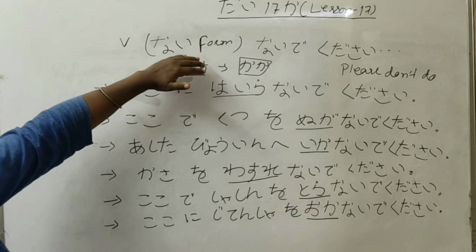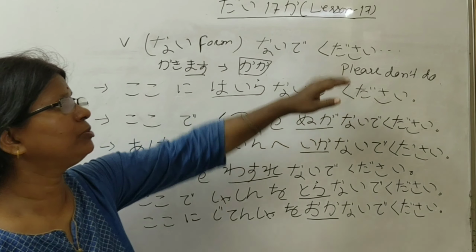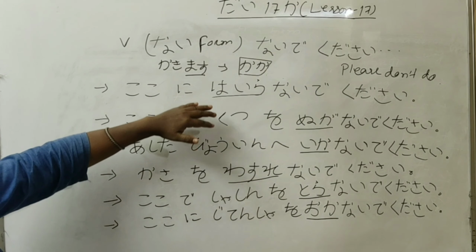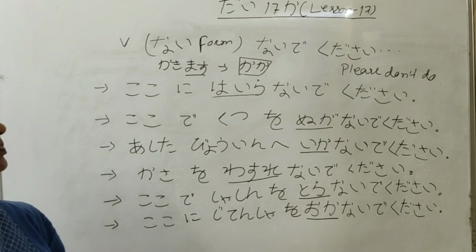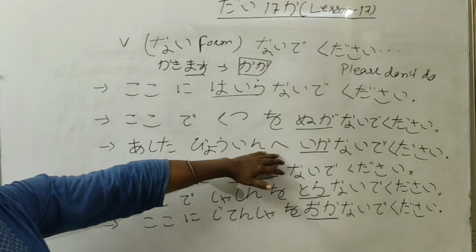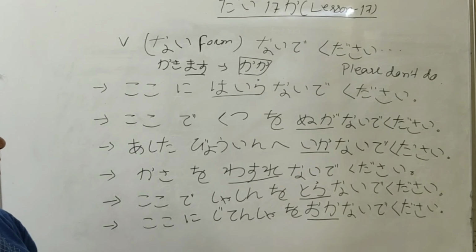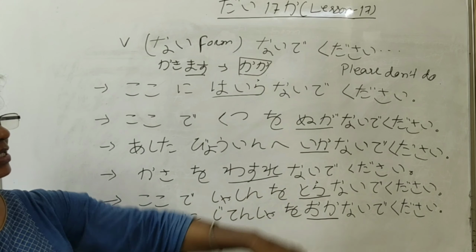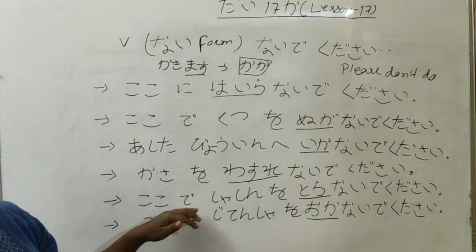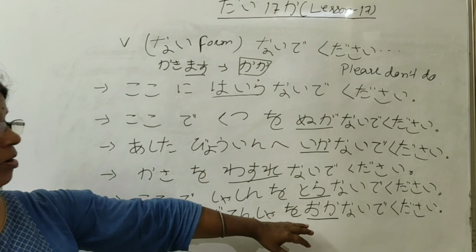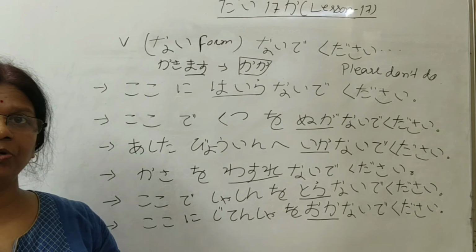All are nai form. So, nai form, nai de kudasai. It means, please don't do that. Hairanai de kudasai, don't enter here. Nuganai de kudasai, please don't take off your shoes. Ikanai de kudasai, please don't go. Wasurenai de kudasai, please don't forget. Toranai de kudasai, please don't take photographs. Okanai de kudasai, please don't put it here.